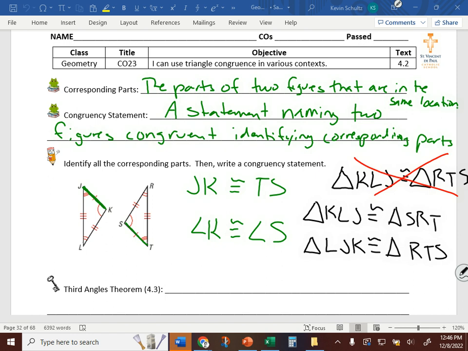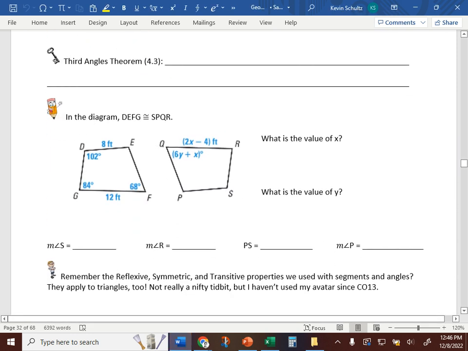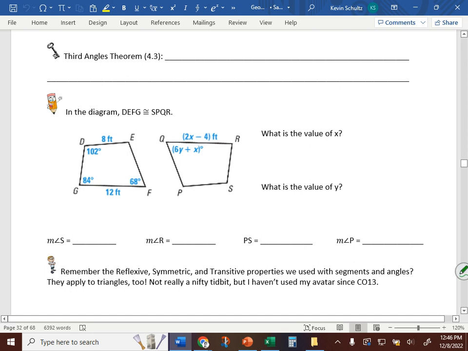Okay, third angles theorem. We get another theorem to add to our toolbox because we always want to be building onto that toolbox. Our toolbox is our box of postulates and theorems and properties and definitions that when we're solving proofs, we can say, how can I defend this? And we look in our toolbox, we pull out the best theorem, the best postulate, the best definition, and we use it.